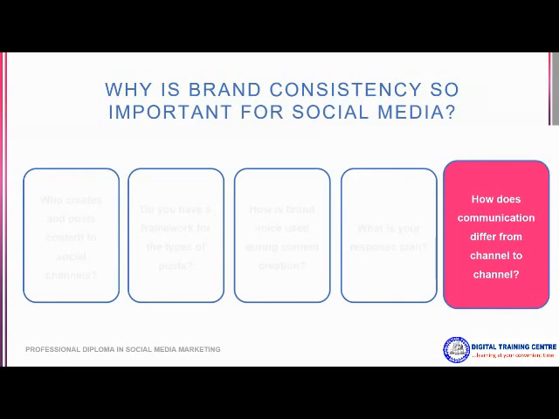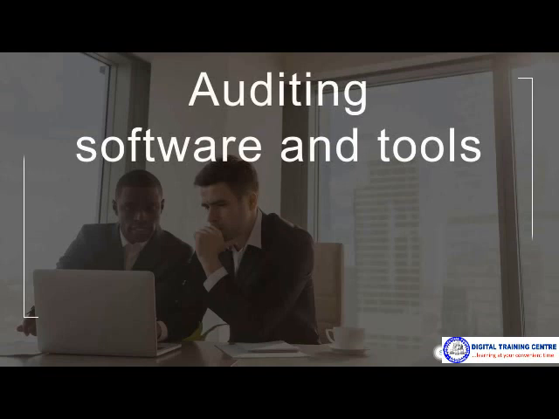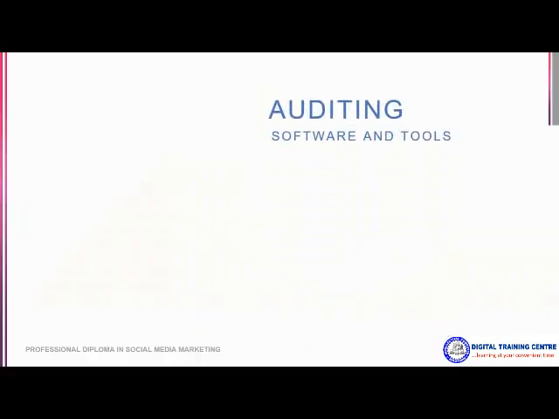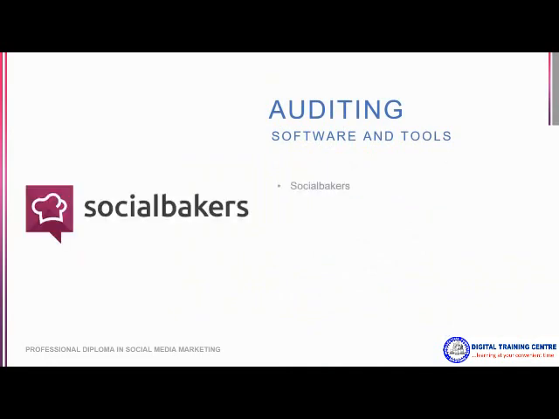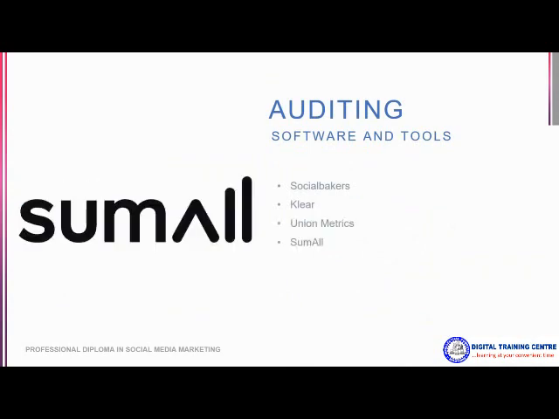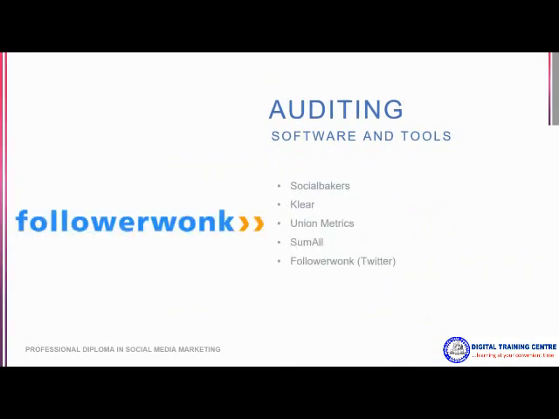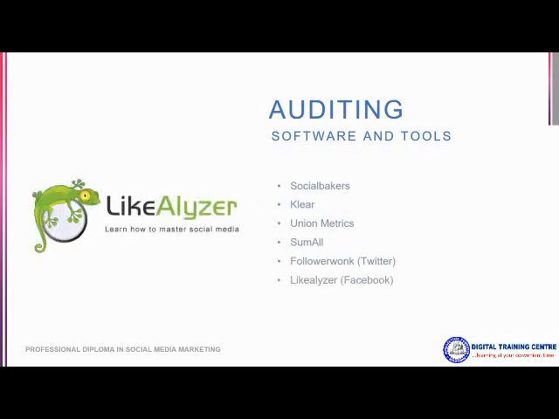I know that this all seems like a lot of work, but there are some tools for auditing that you are able to use. So luckily we're in the modern age where we have technology. Here are some auditing and software tools that you can use. Some of these auditing softwares include Social Bakers, Clear, Union Metrics, SumAll, Follower Wonk, which is only for Twitter, as well as Likealyzer, and that is only for Facebook. When it comes to choosing the tools that you want to use, you need to consider what you are trying to establish as well as the possible cost involved. Have a look at these platforms and choose what feels right for you.